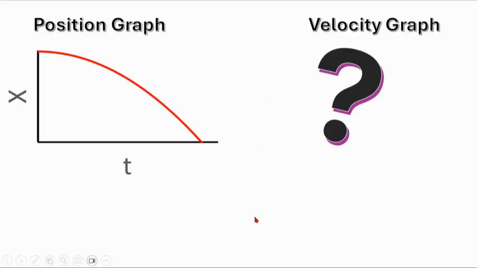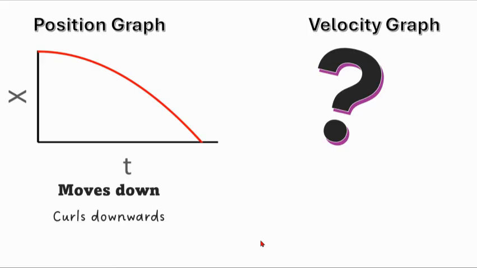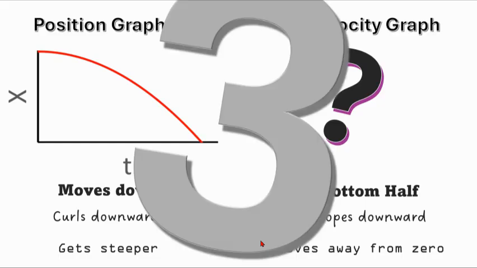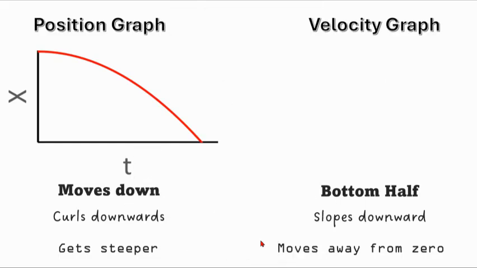All right, one final example. This position time graph is moving downward, it's curling downward, and it's getting steeper. So the velocity graph must be in the bottom half of the graph. It must be sloping downward, and it must be moving away from zero. So what would that look like? Go ahead and pause the video, and we'll have your answer in 3, 2, 1.